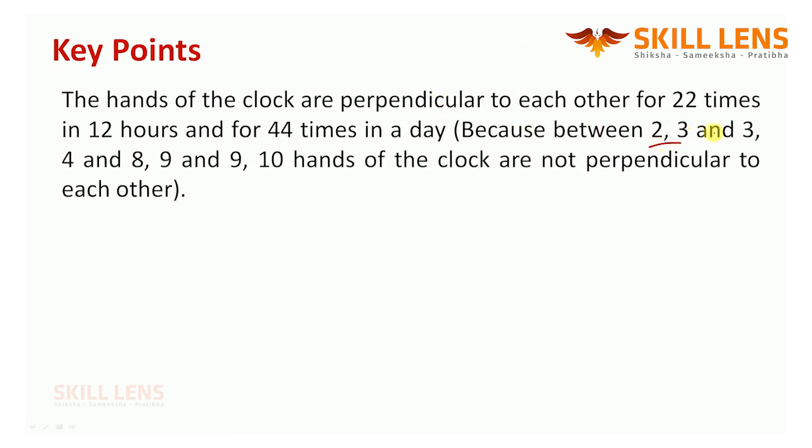Between 2 and 3, 3 and 4, and 8 and 9, 9 and 10, the hands will not be perpendicular. So in 12 hours you can see it only 22 times. In a day, it's going to be 44 times that the hands make an angle of 90 degrees, perpendicular to each other. So these points are very important. They are direct questions they are going to ask you.